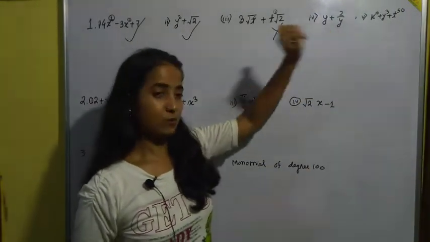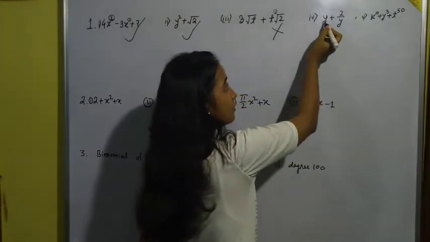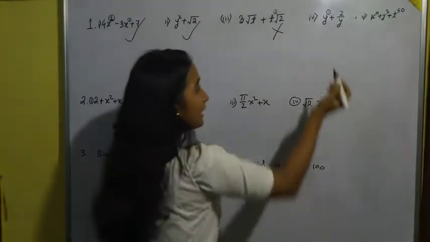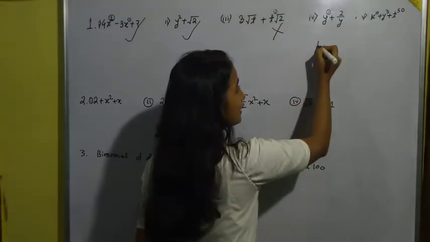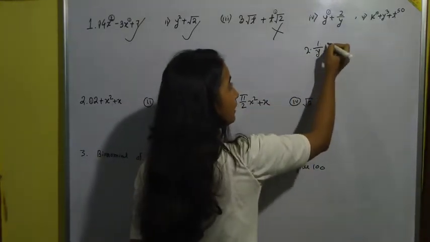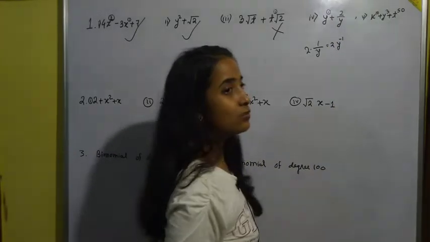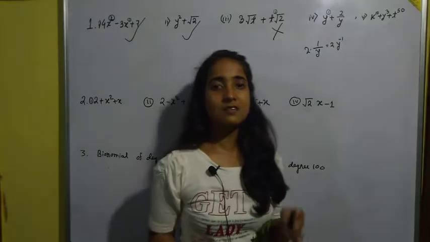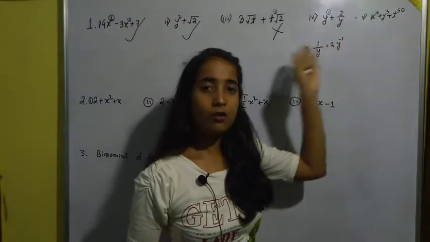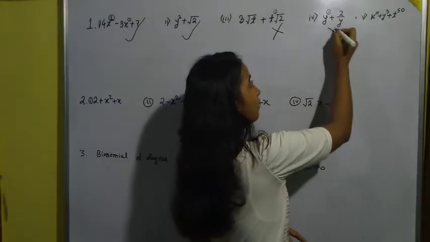Now see the fourth expression. In this expression, the variable is y, and the first term y contains the power 1, and the second term is not y, it is actually 2 into 1 by y. Now 1 by y means 2 into y to the power minus 1. Now minus 1 is a negative number. That means this is not a whole number. In this algebraic expression, not all powers are whole numbers. Therefore, this is not a polynomial.